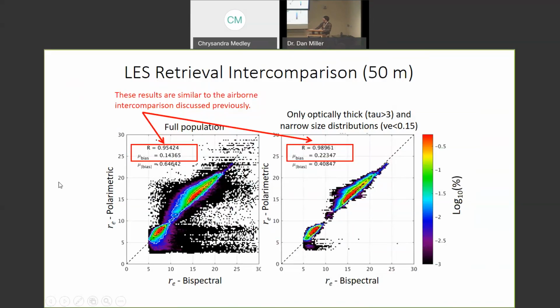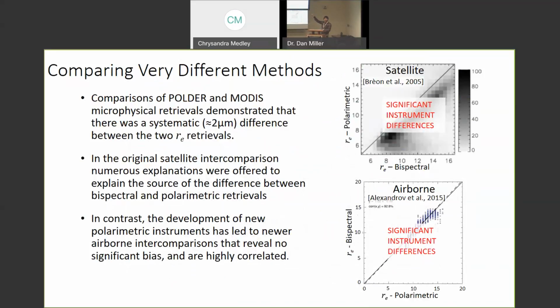So first of all, we found right away that if you limit yourselves to thicker clouds, like I said, the nonlinear shape of that bispectral retrieval means the thin clouds can cause some problems. If you limit yourself to the thick clouds, and you limit yourself to cloud droplet size distributions that are relatively narrow, then everything basically looks the same as the airborne study. So the conclusion from this LES simulation study is that something's different about the satellite perspective than the airborne perspective. These two retrievals are actually seeing the same cloud when you look at them close up. So what's different?